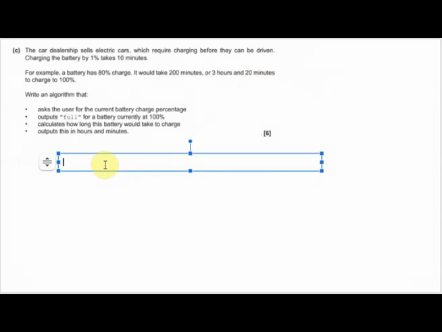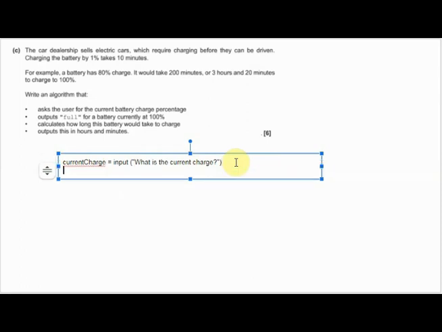Ask the user for the current battery charge in percentage. So we're going to call it current charge. And again, all I'm doing is choosing a meaningful variable name. So current charge equals, and I'm asking the user for an input, what is the current charge? They will put in whatever that percentage is, just as an integer.